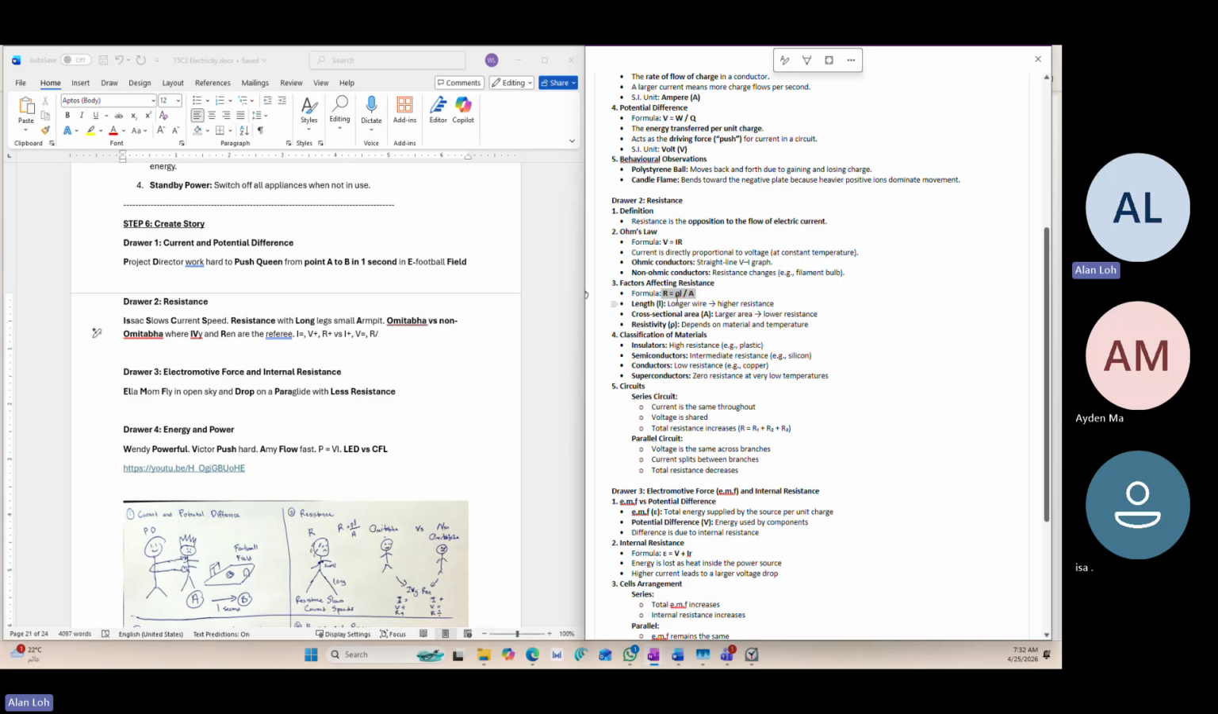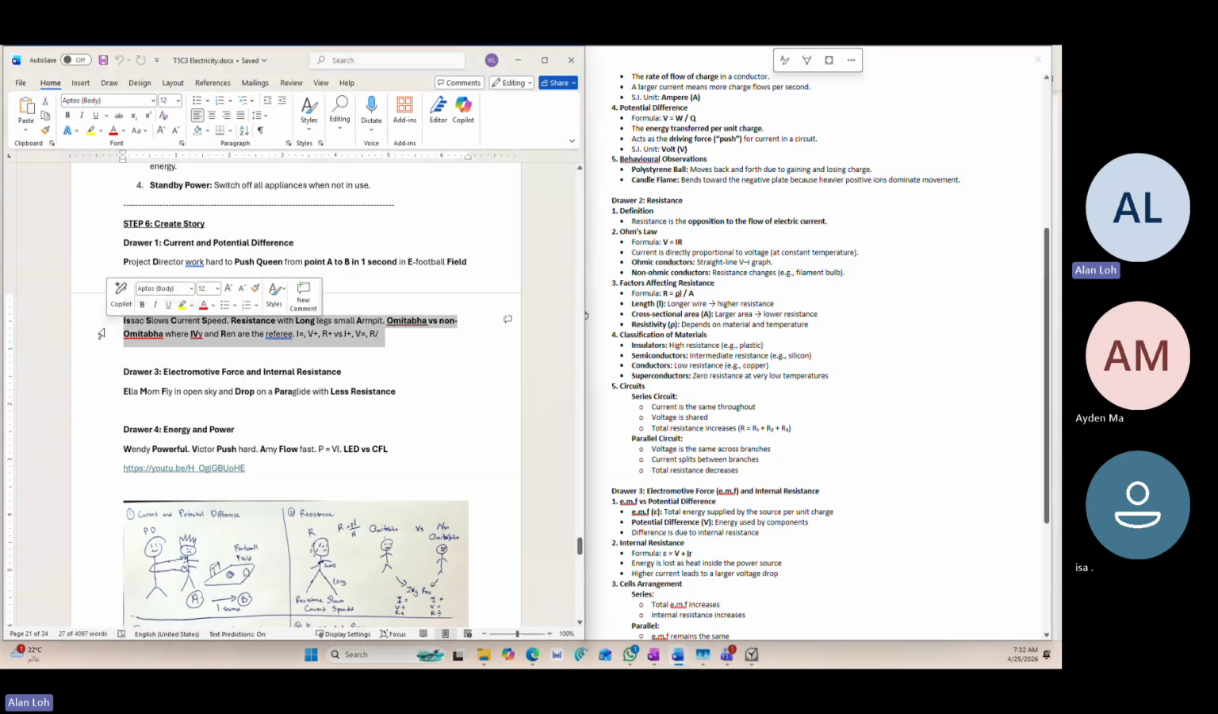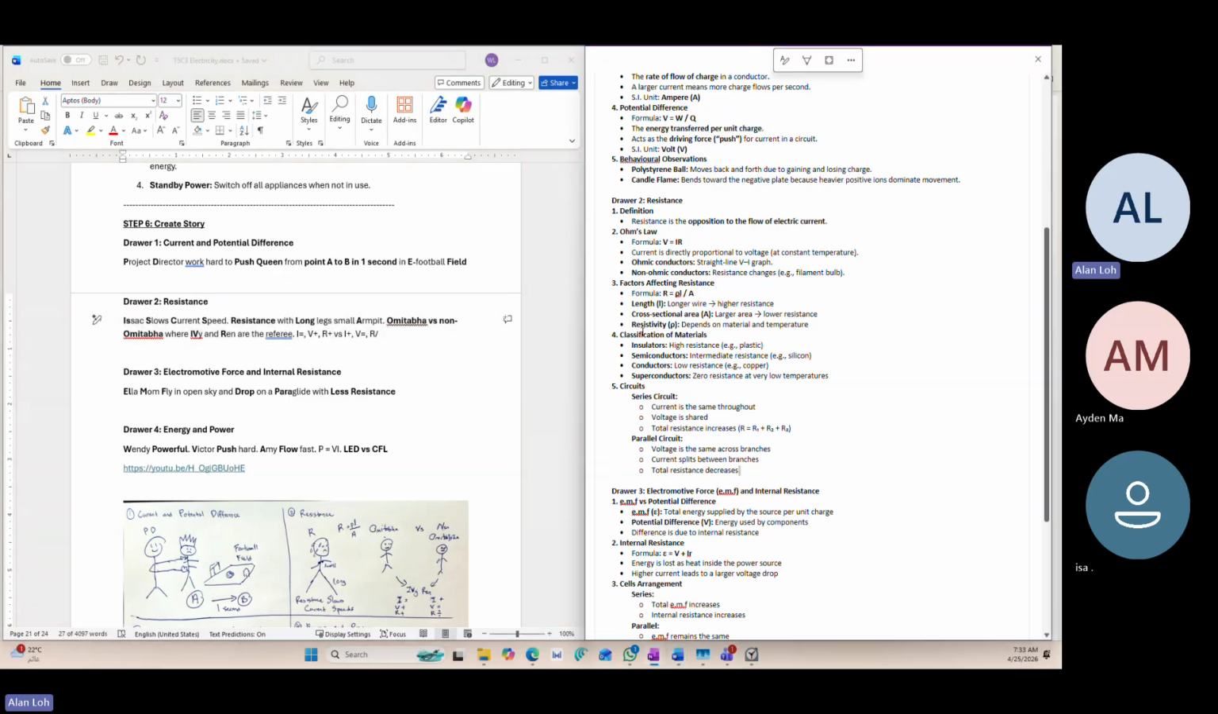So with long legs, long is the length, a long wire is going to affect the resistance. And also small armpit. Armpit is the cross-sectional area. It's A, so small armpit. Okay, area, A for armpit. Right. So that is the story. If you're able to follow, then it's perfect. If you're not, and you want to create your own story that can help you to remember the key information easier, then by all means, you can do it by yourself.